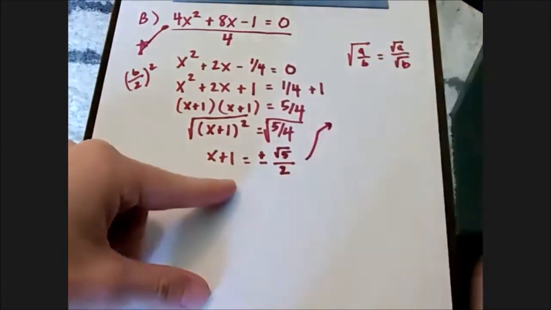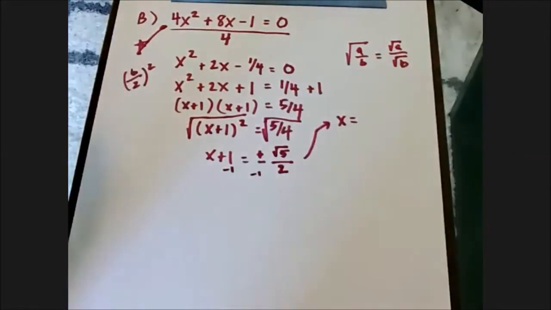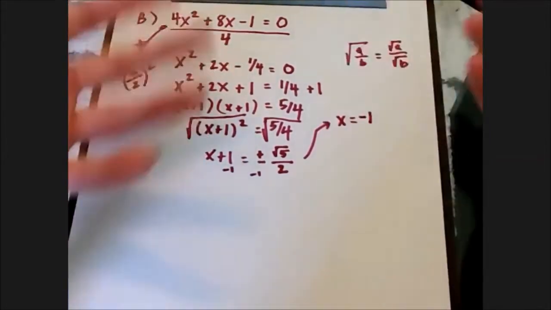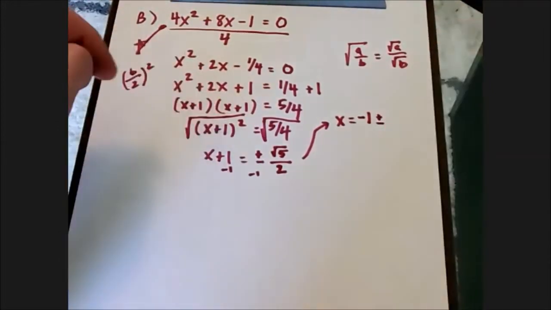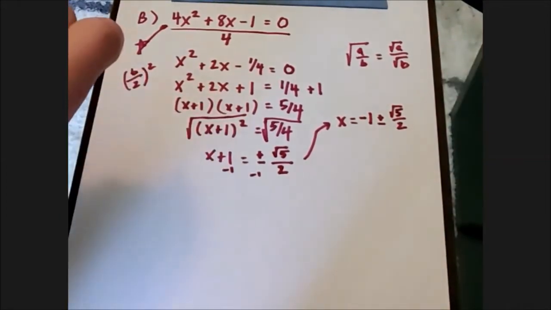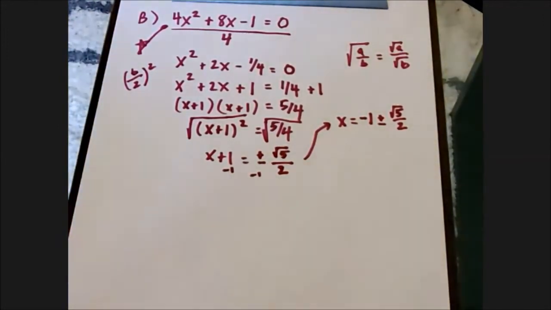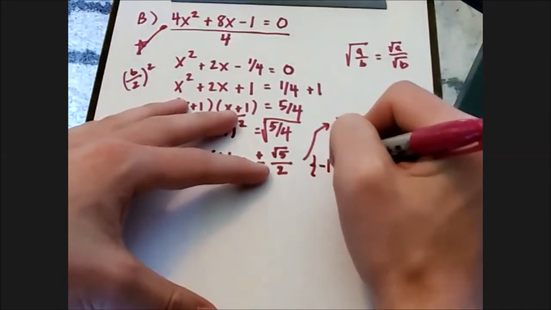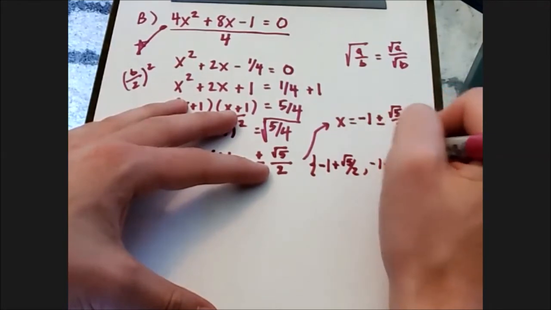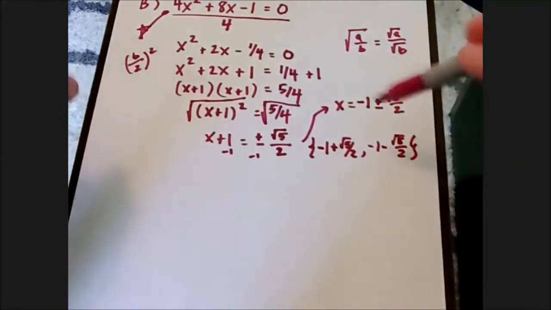And then that brings us to our last step of getting x by itself. To do that, all I need to do is subtract 1 from both sides. And remember, when a plus or minus is involved, you're going to put that minus 1 in this case in front of the plus or minus. So you get this set of answers, -1 plus or minus the square root of 5 over 2. And then, of course, put it in your solution set.